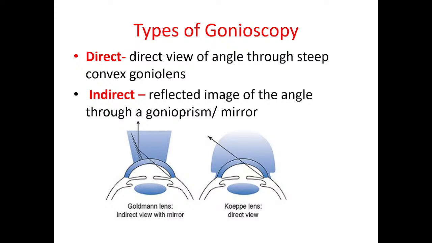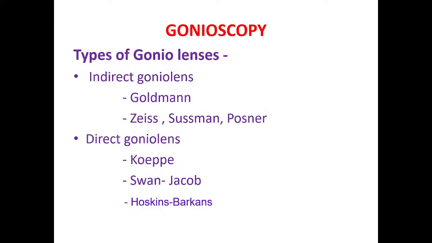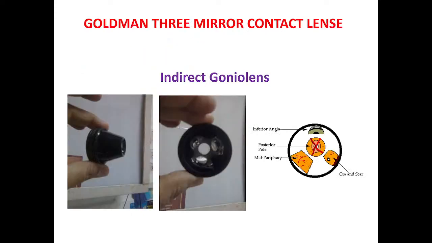So there are mirrors or prisms inside the indirect gonio lenses. If you put a lens at 12 o'clock, then you see the angle at 6 o'clock. So you have to rotate in all the directions to see the various angles. So direct and indirect gonio lenses are there. These are the various lenses which are used. You need not remember all the names.